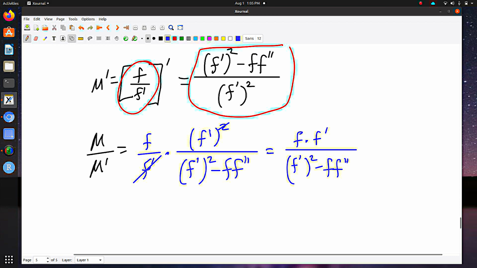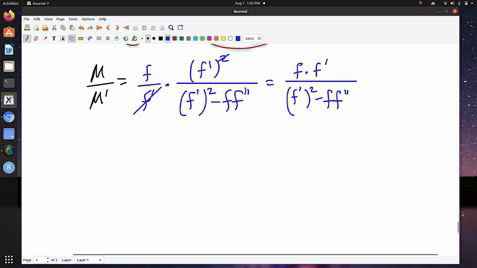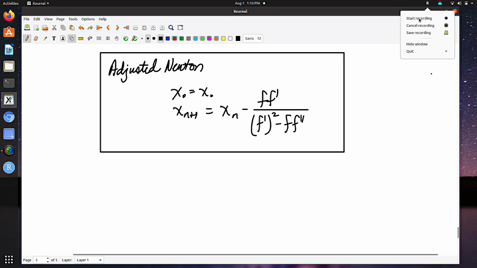All right, and so this is how you get your adjusted Newton. So adjusted Newton just comes directly from that. Hopefully you agreed with that. So we're going to just rewrite this nicely. Okay, so your adjusted or your upgraded Newton method, which you're going to be using in this upcoming homework, it's going to look like this. It's just really Newton, but you're just feeding it in a new function, which is f over f prime, and then it's Newton's from there.